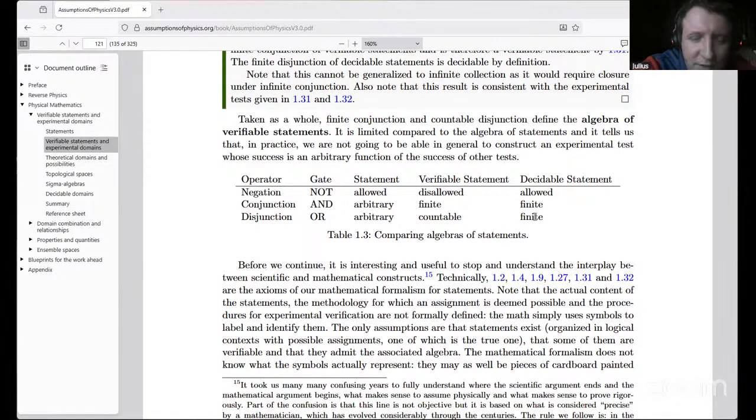Finite, you mean in the number of statements it involves, or it's in... okay. Yeah. Finite, disallowed. Okay. So then I continue.